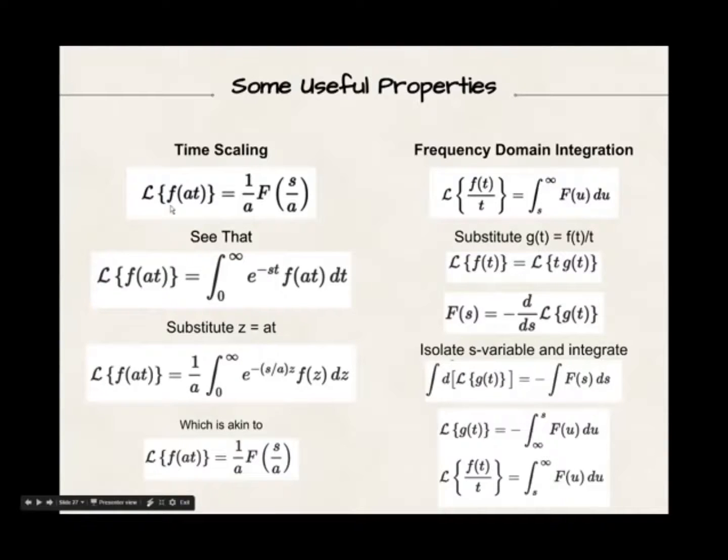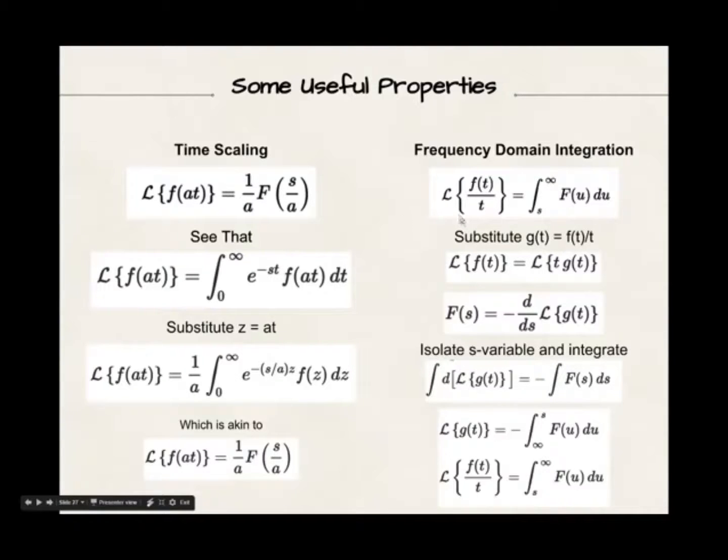Next we have time scaling. The Laplace transform of f of at is equal to 1 over a times F of s over a. We can see that the Laplace transform of f of at is equal to the integration of e to the negative st times f of at dt from 0 to infinity. We substitute z to be equal to at, so that the Laplace transform of f of at is equal to 1 over a times the integration of e to the negative s over a z f of z dz from 0 to infinity, which is equal to 1 over a F of s over a.